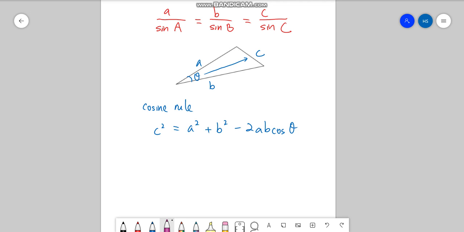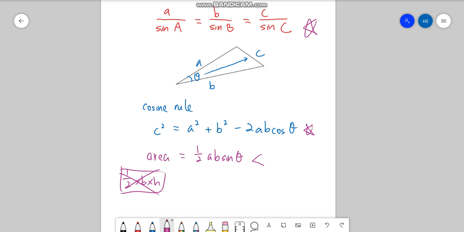And there's one more formula you need to know, which is the area for a non-right angle triangle. Because these are non-right angle triangles, we cannot use the formula 1 over 2 times base times height. This formula cannot be used. We must use 1 over 2 AB sine theta. So all these three formulas you must memorize. Get it?